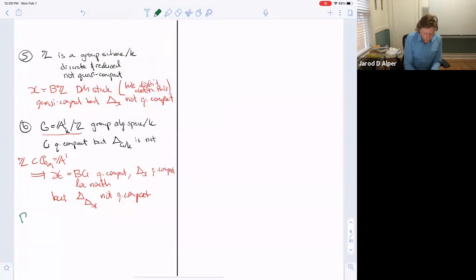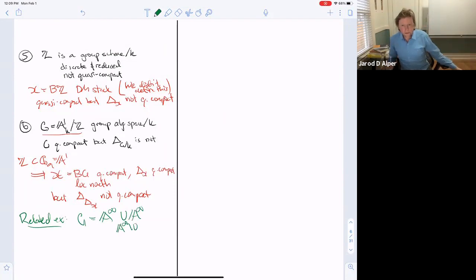And actually, if you want to work with schemes, you could take your favorite non-quasi-separated scheme and give it the structure of a group. Right. If you take G to be the A infinity union A infinity, so this is a non-separated infinite dimensional affine space. This is an example of a scheme that's not quasi-separated. So this diagonal is not quasi-compact.